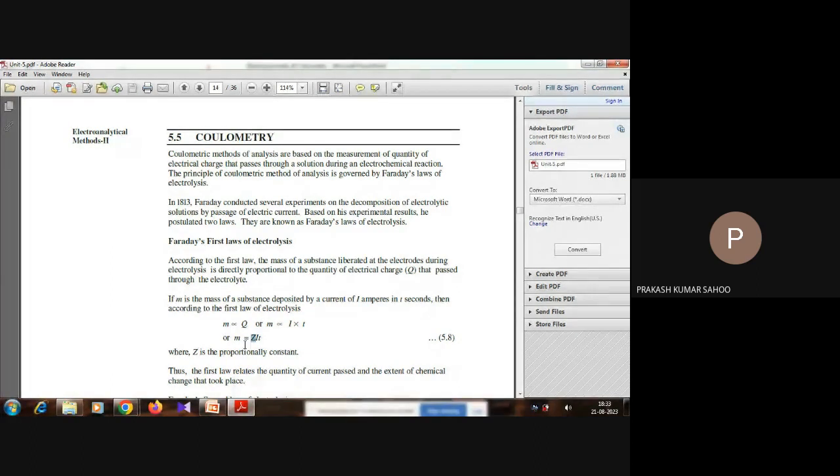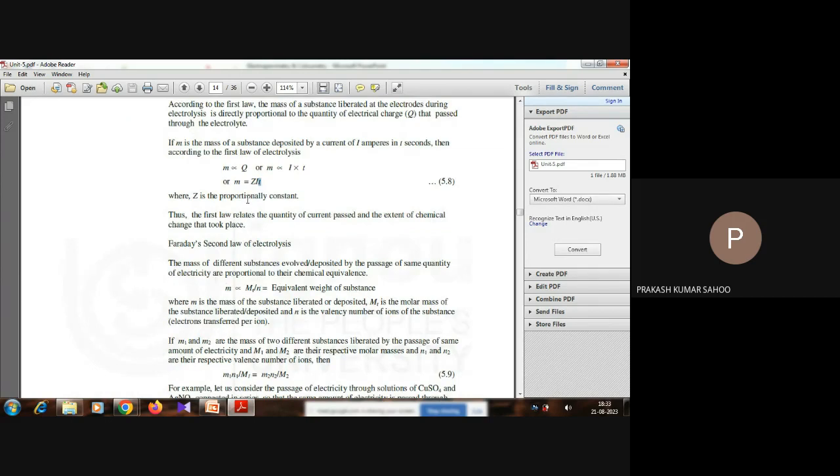That means the amount of substance deposited or liberated at their respective electrode during electrolysis when a current of 1 ampere is passed through for 1 second. The amount of substance at that moment is known as electrochemical equivalence. So when I equals 1 ampere and t equals 1 second, m equals Z. So at that condition, electrochemical equivalence Z is equal to the amount of substance deposited, that is m.